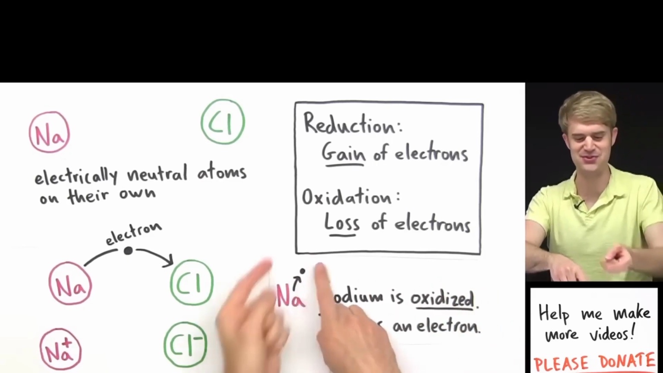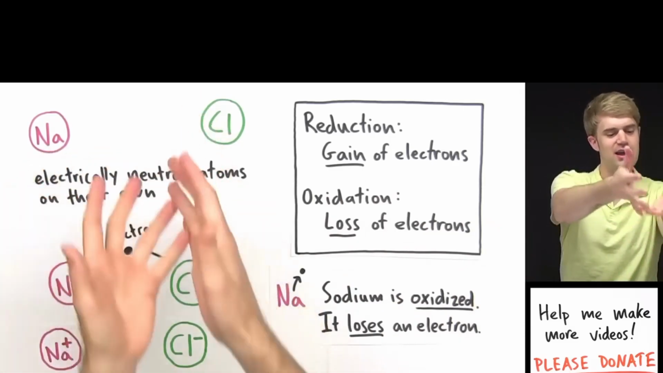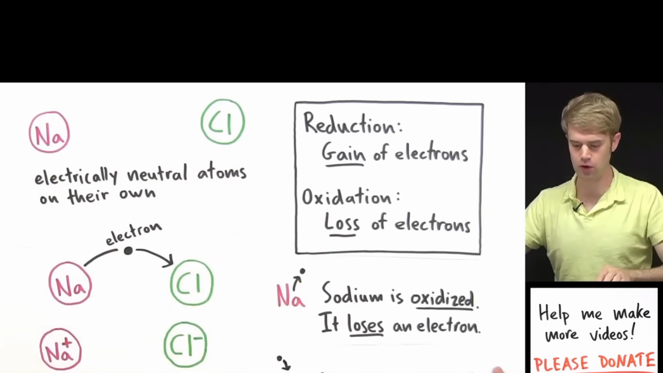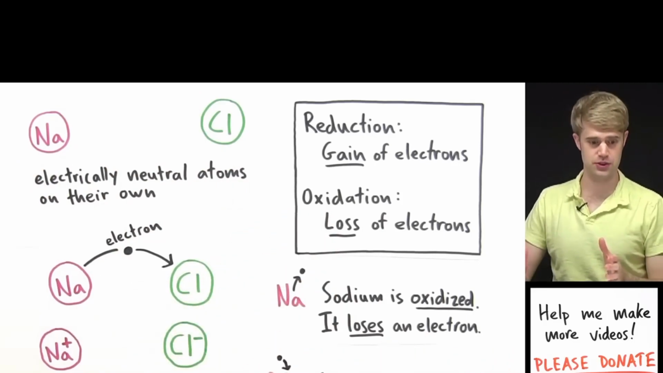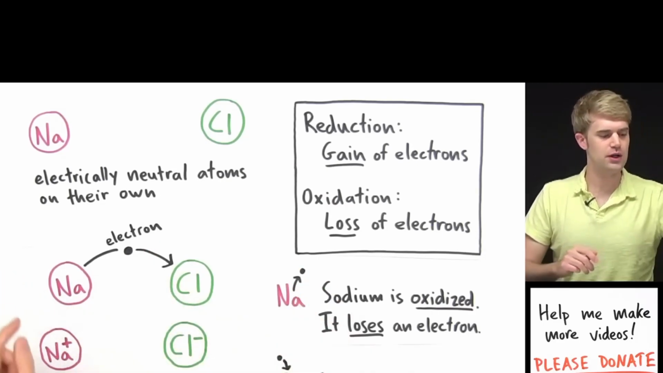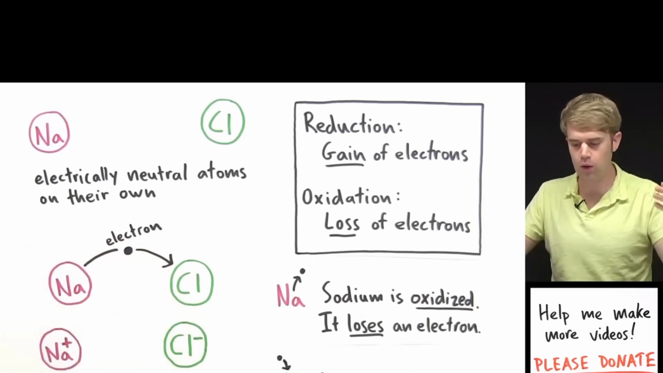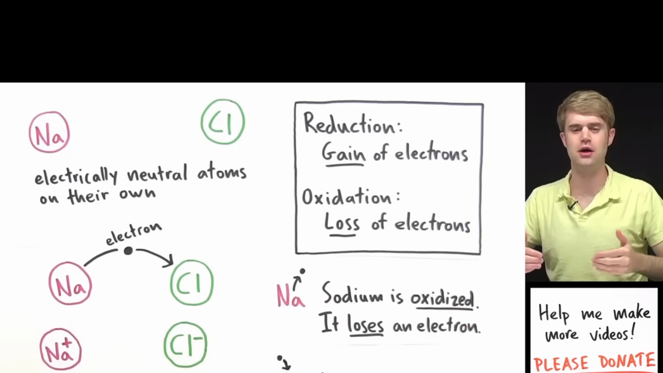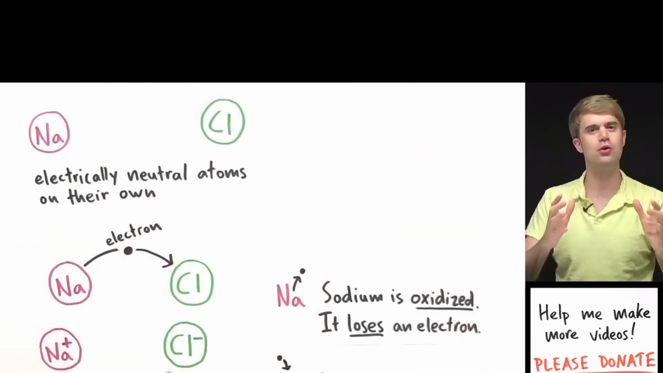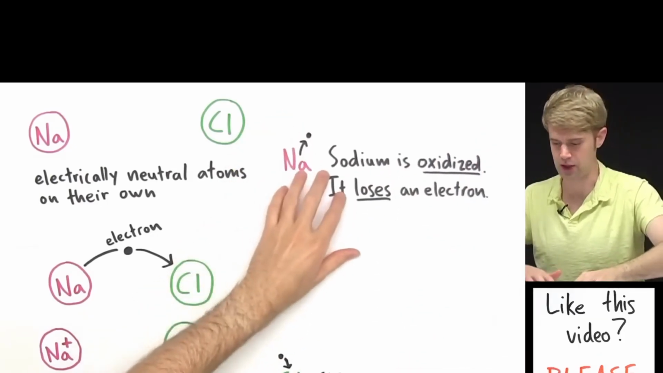Here's a diagram of sodium giving up that electron. Now, chlorine, on the other hand, is receiving an electron. It's gaining an electron, so chlorine is being reduced. So there's oxidation and reduction going on here. We can sort of show this oxidation and reduction with this picture that I drew, or we can describe it in words. The next thing that I want to do is show you how we can write chemical equations that show oxidation and reduction.